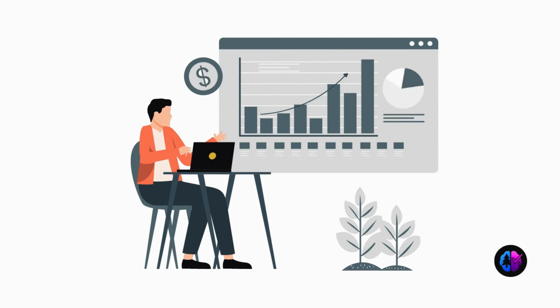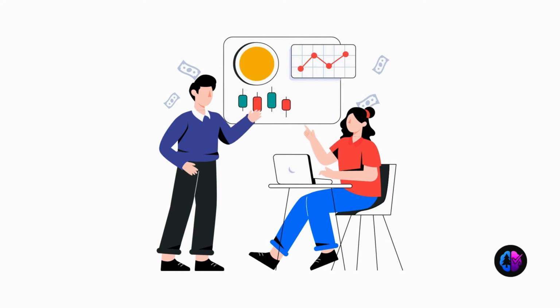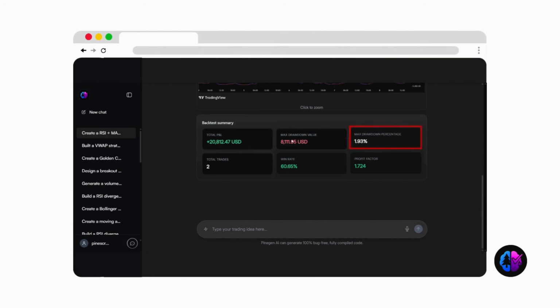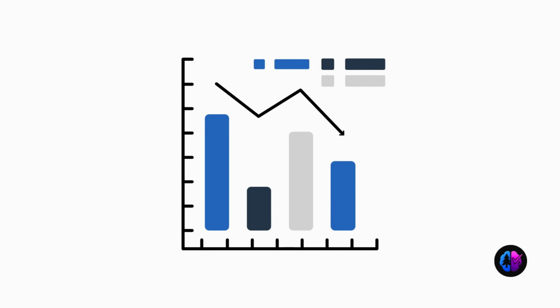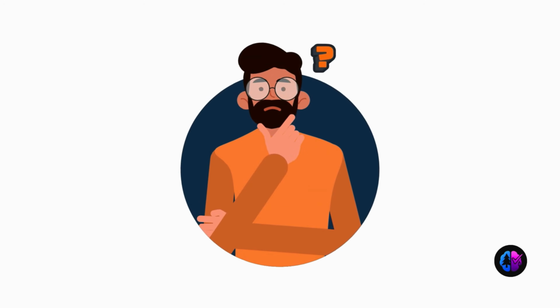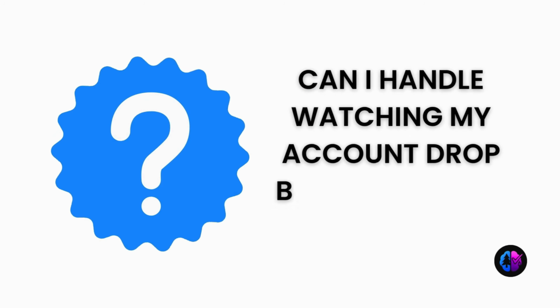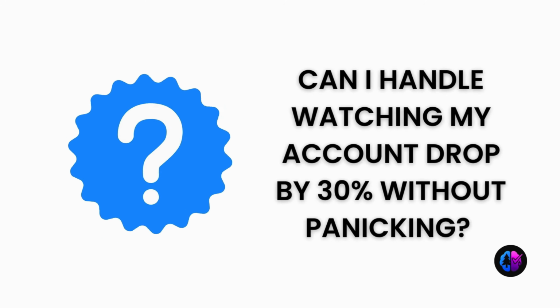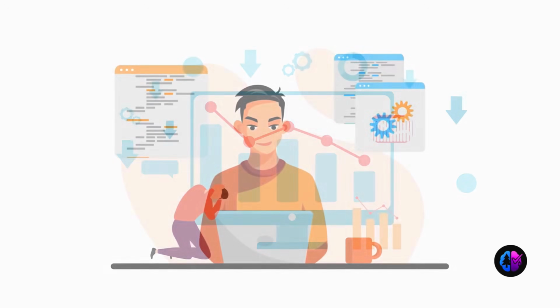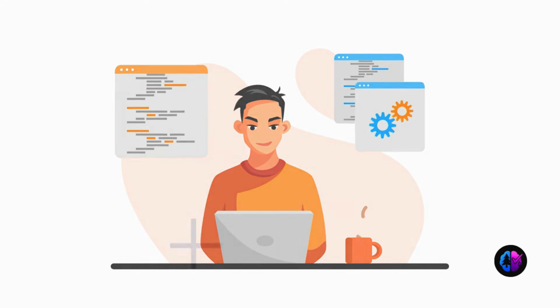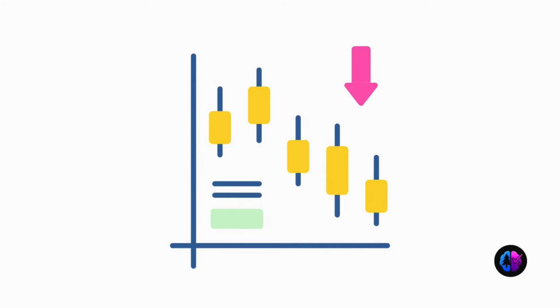But here's the most important metric most traders ignore: maximum drawdown. This shows the biggest account drop during testing. If it's 30%, ask yourself, can I handle watching my account drop by 30% without panicking? If not, adjust your strategy until the drawdown is comfortable.